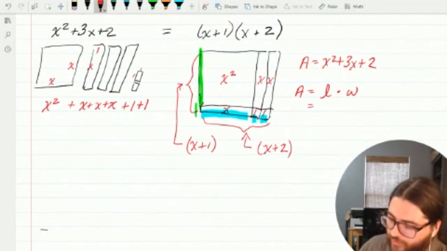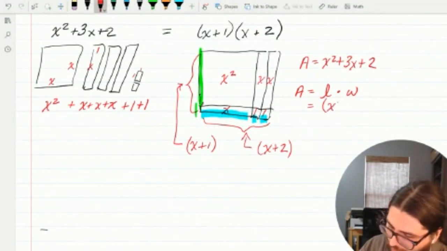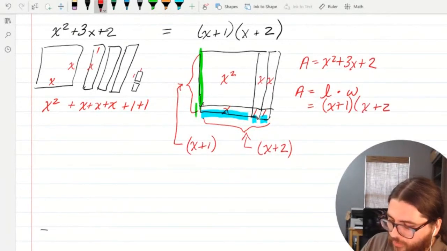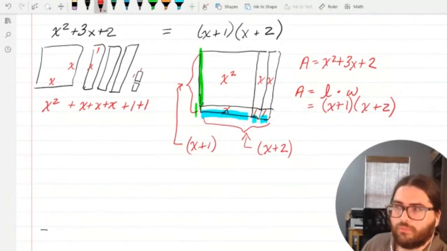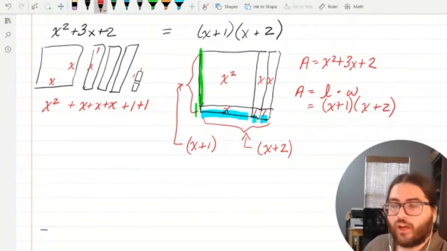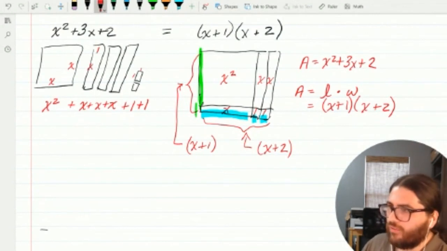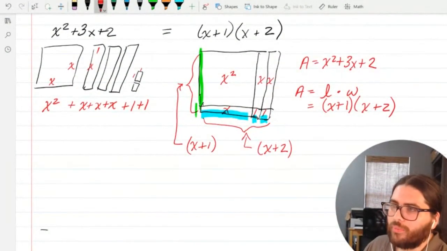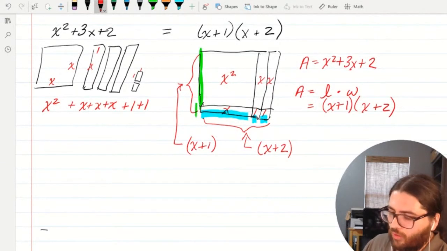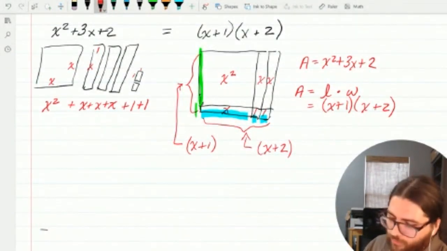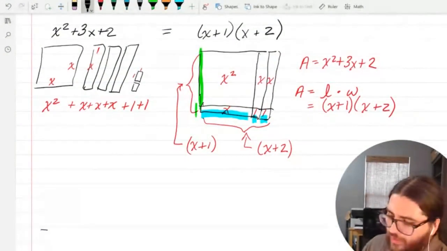But the length times the width of this rectangle is x plus 1 times x plus 2. And so when I put this together with my innate knowledge of how rectangles work and how area works, I can see that the area of the rectangle is the same thing as all the pieces that I had before. Only now I've made it into a perfect rectangle, length times width. That must mean that x squared plus 3x plus 2 is equal to x plus 1 times x plus 2.